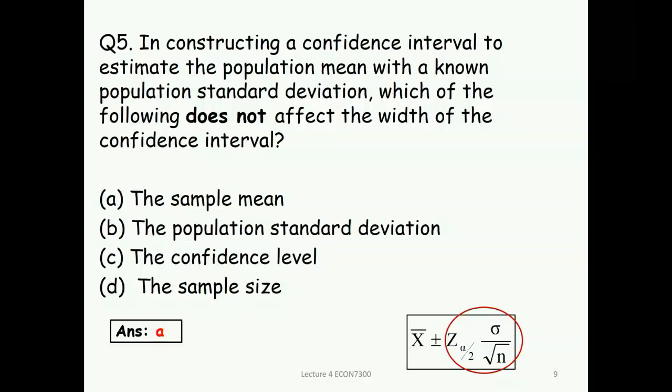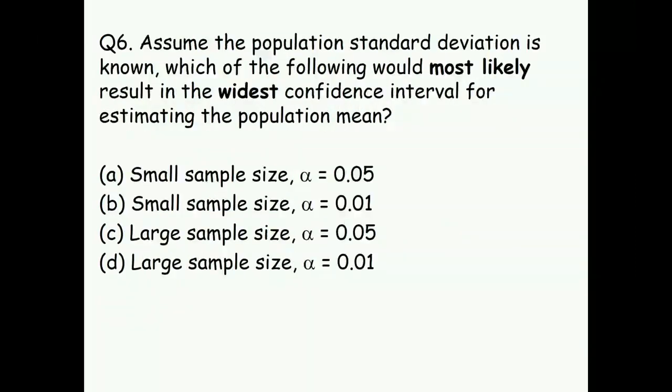Okay, let's go to the final question. Assume the population standard deviation is known. Which of the following would most likely result in the widest confidence interval? Which one would give you a wide confidence interval? So I think the easiest way to do this one is to simply create a hypothetical example.